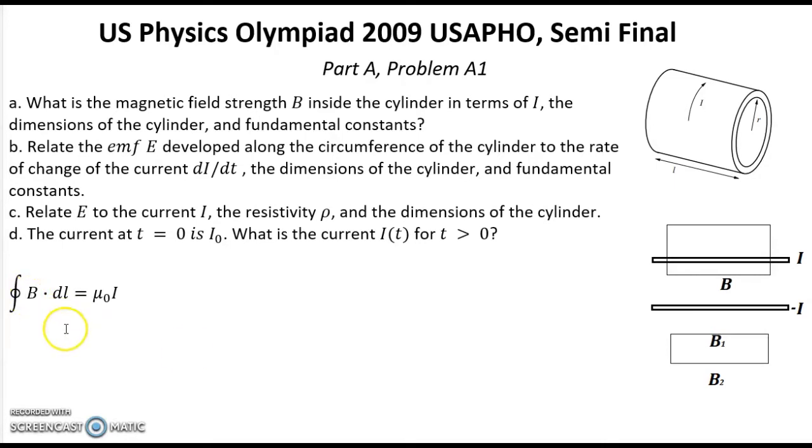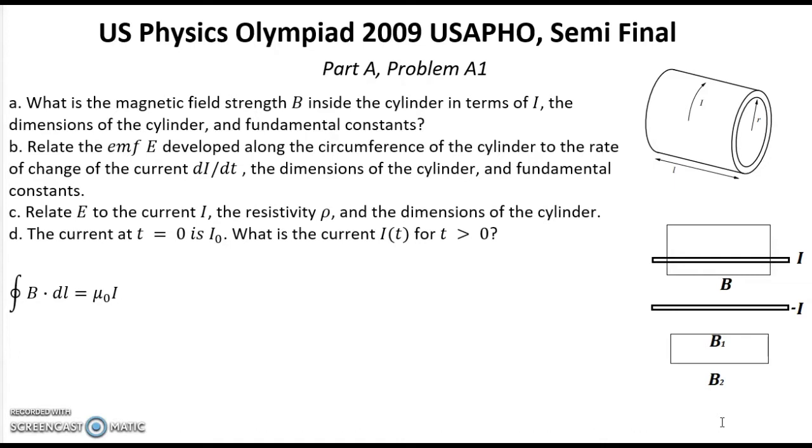But if they are equal to each other, it means that the magnetic field outside is constant. But it cannot be constant. It should decrease with the distance. So it means that the magnetic field outside is zero.